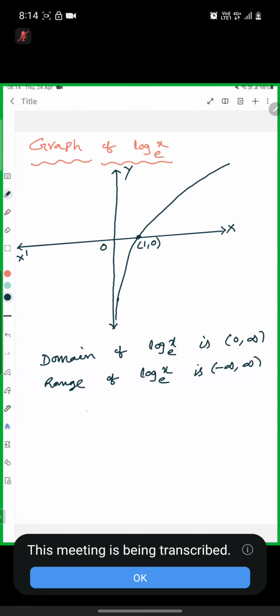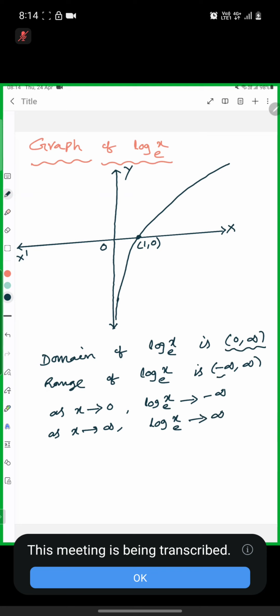And clearly from the diagram, as x tends to 0, log x to the base e tends to minus infinity. And as x tends to infinity, log x to the base e also tends to infinity. So x values are increasing from 0 to infinity, log x values are increasing from minus infinity to infinity. That's why log x to the base e is an increasing function, because the base, that is e, is more than 1. So note the graph of the logarithmic function.